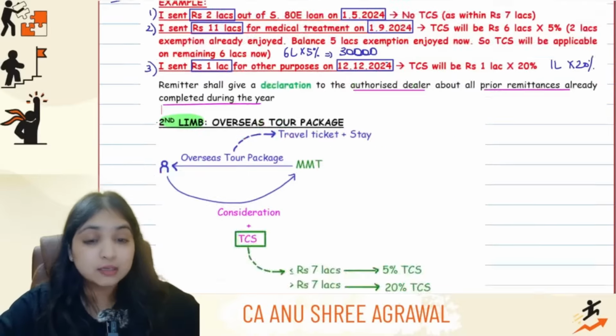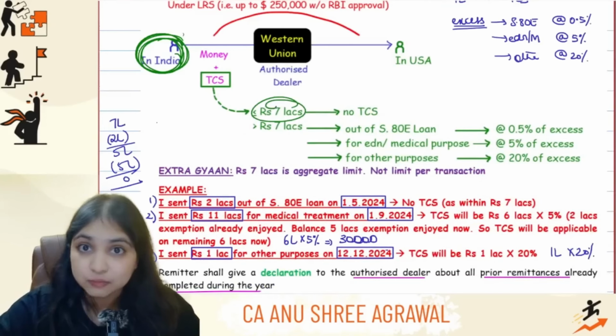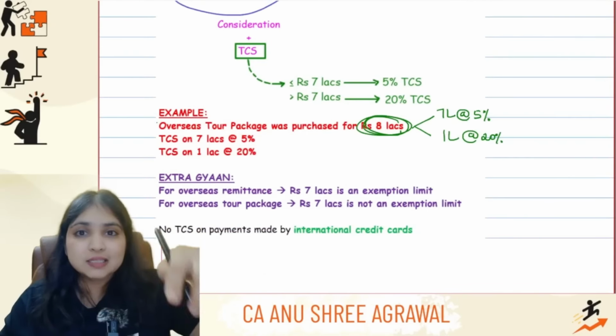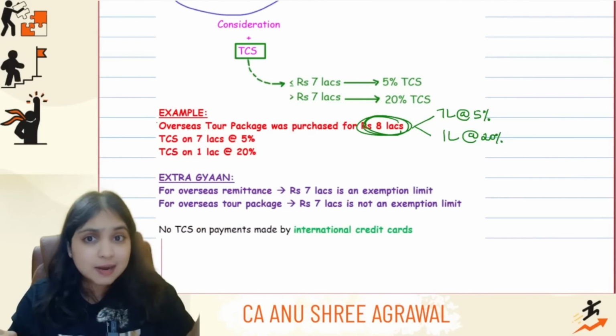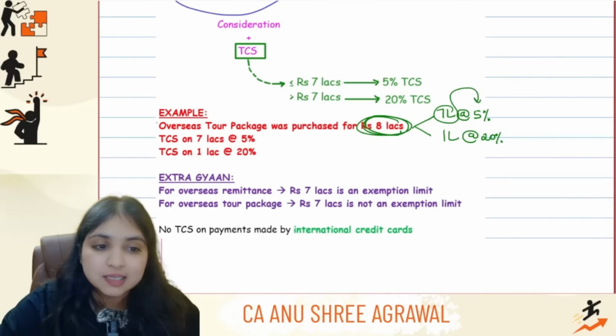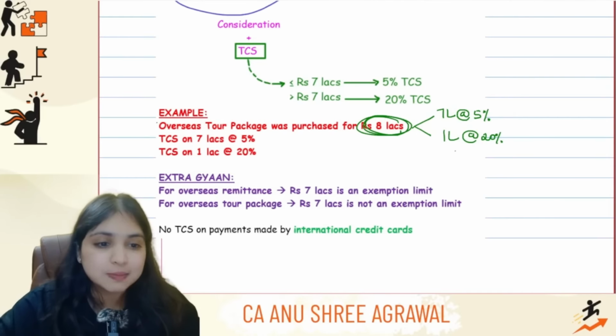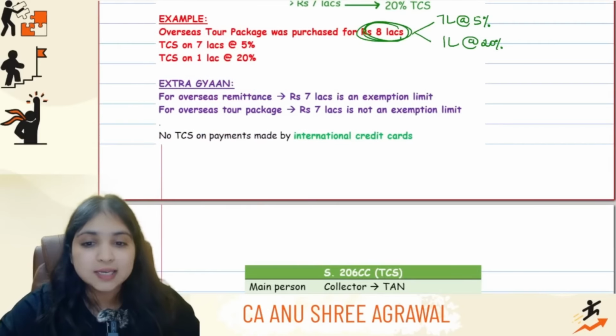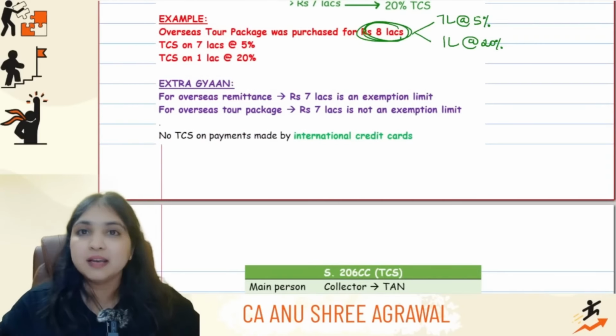Understood? So in the first limb, 7 lakhs was the exemption amount. Up to 7 lakhs, no TCS. In the second limb, whether it is less than 7 lakh or more than 7 lakh, doesn't matter. TCS will apply. Only the rate will change. Up to 7 lakh, TCS will be 5%. On the excess above 7 lakh, the TCS will be 20%. Okay guys, and lastly, no TCS on payments made by international credit cards.